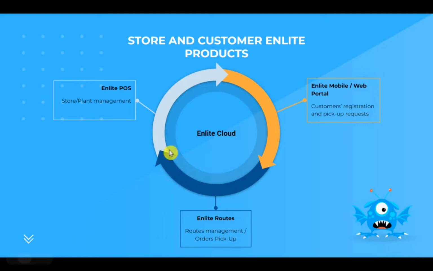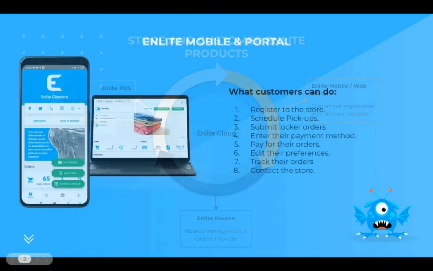Enlight Mobile and the web portal are the platforms that the customer will use to sign up, to schedule a pickup, drop their orders at a locker, manage their payments, etc. Finally, Enlight Routes is the driver app. They can manage their orders, pick up and deliver orders, and also create new customers, among other functions.